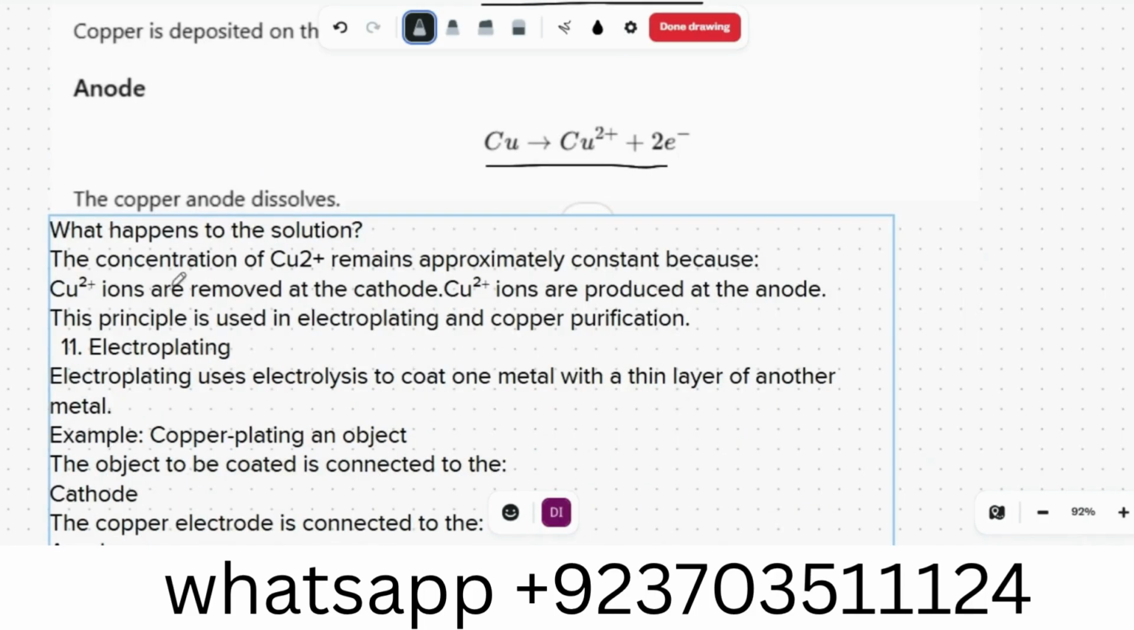What happens to the solution? The concentration of Cu²⁺ remains approximately constant because copper ions removed at the cathode are replaced by the anode. This principle is used in electroplating or copper purification.